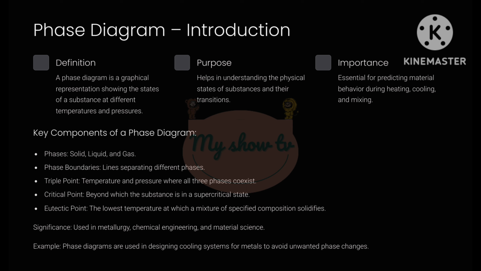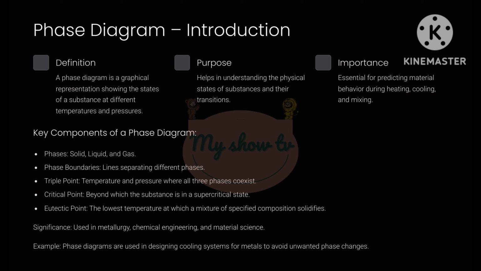For instance, water at 1 atmosphere pressure boils at 100 degrees Celsius, but at lower pressure, it will boil at a lower temperature. Phase diagrams are crucial in material science, metallurgy, and chemical engineering because they guide us in understanding the thermal stability of substances, alloy formation, and phase transitions.